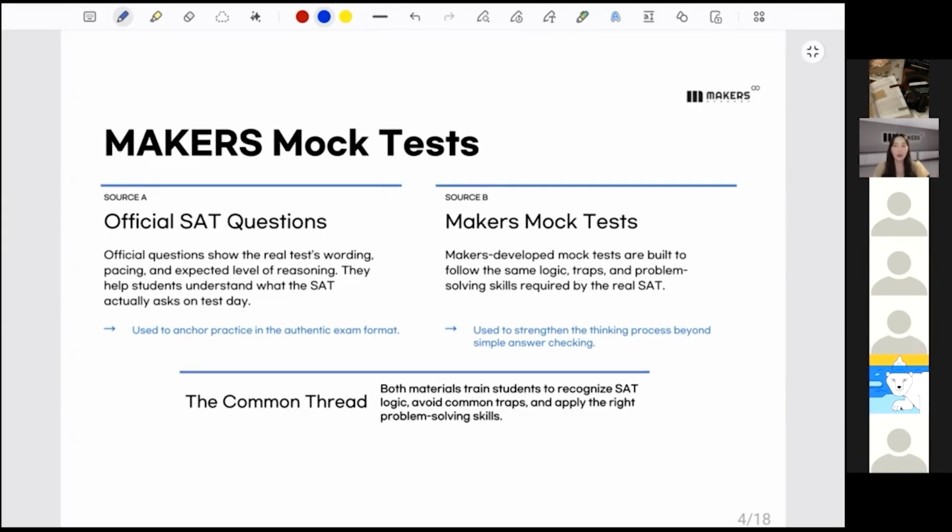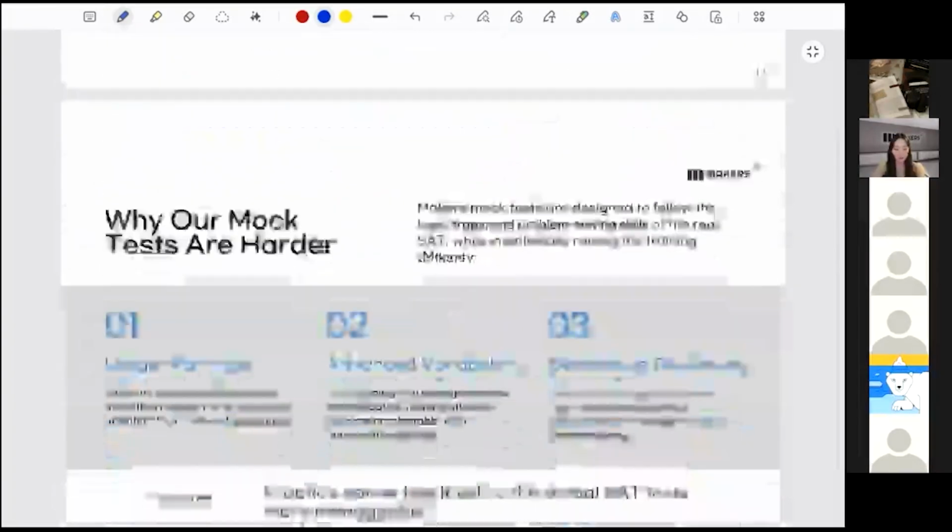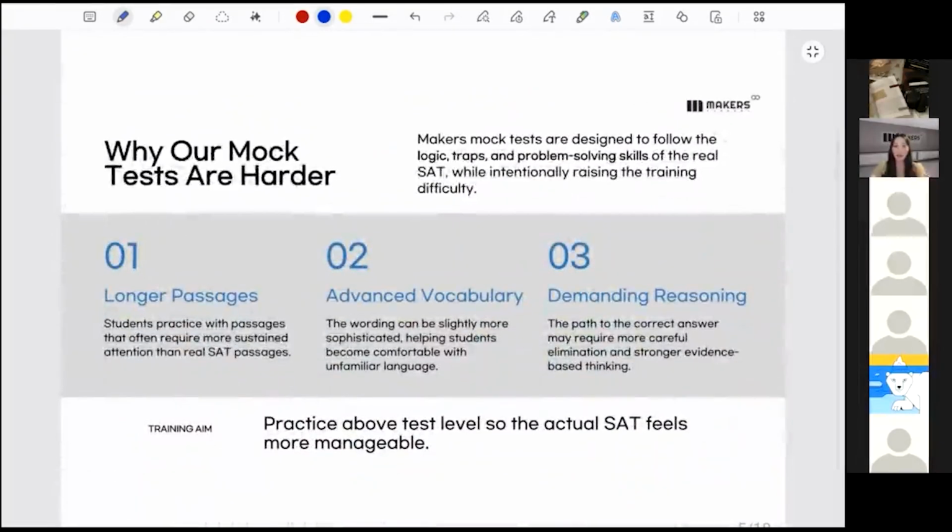And if you take the actual test and you encounter questions that are similar or repeated, which you definitely will, you will be saving a lot of time, and time is a big issue in the SAT, so it will be beneficial for you. For the Makers Made mock test, our mock tests are designed to follow the exact logic, traps, and problem-solving skills required on the real SAT. However, we intentionally make them slightly more challenging.